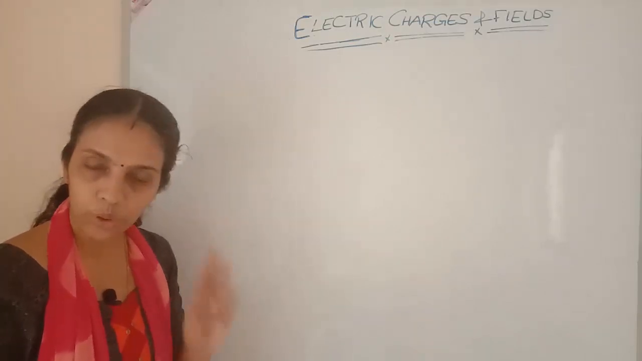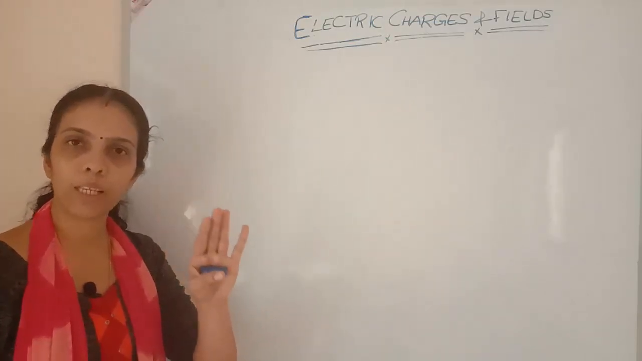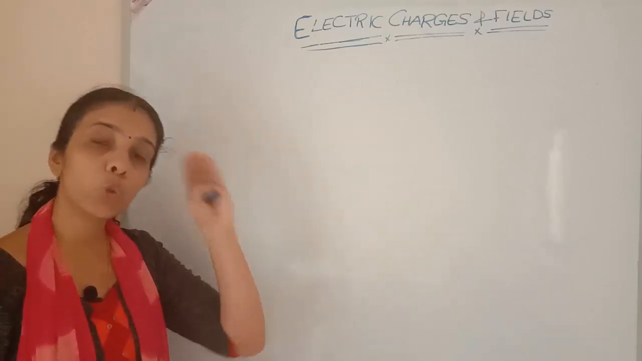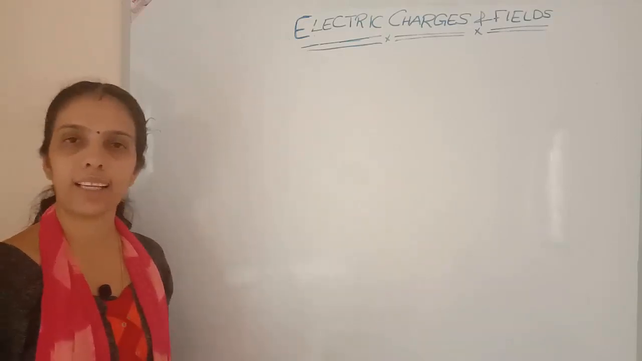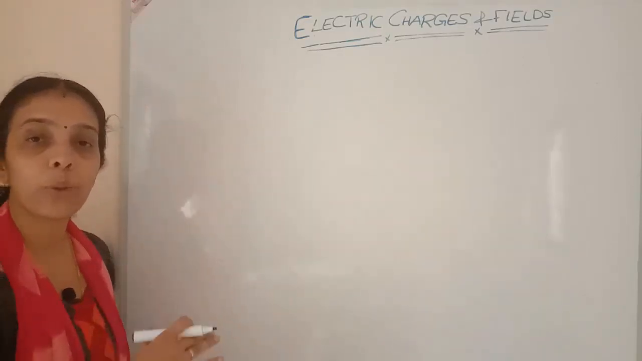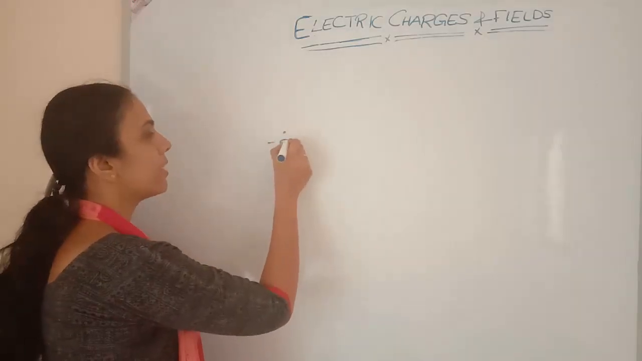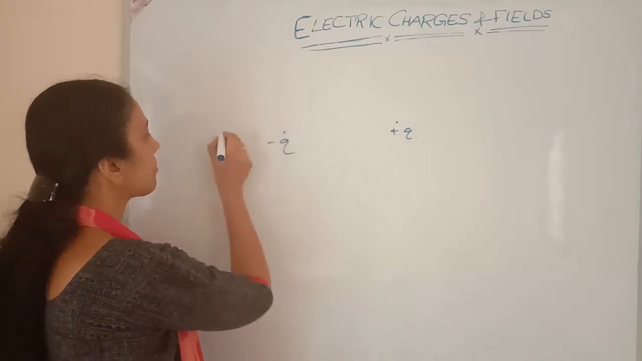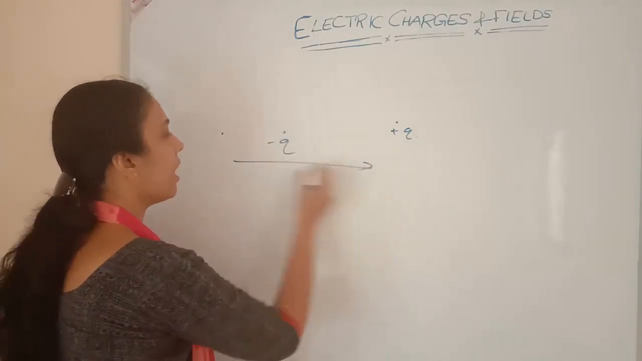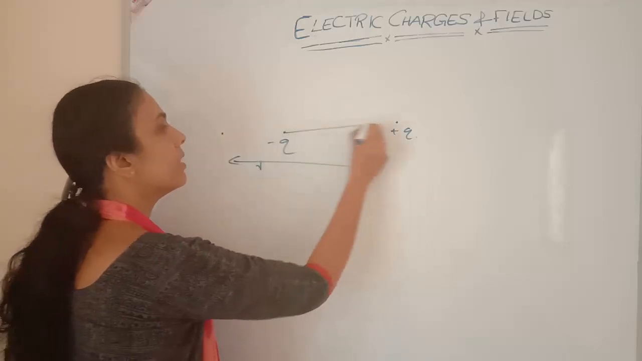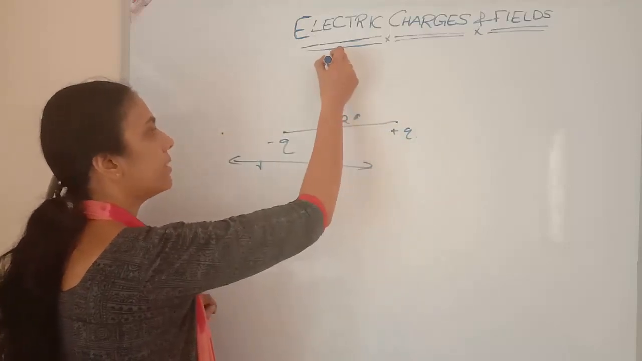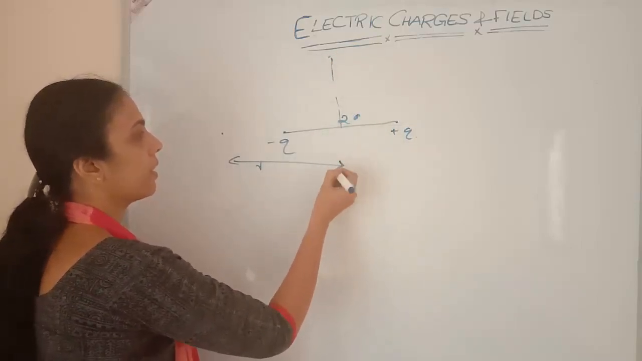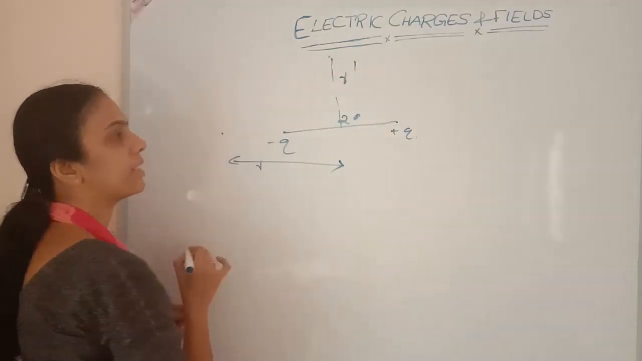For that we should know the formula. 1 by 4 pi epsilon 0 into p by r cube is for the equatorial line. 1 by 4 pi epsilon 0 into 2p by r cube is for the axial line. Those two formulas we should equate and find out. So this is minus q, here it is plus q, and the distance between the charges is 2a. From the center of the dipole, this distance is r and this distance is r dash.